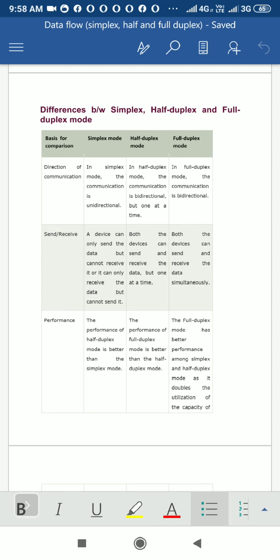So what about send and receive? In simplex mode, a device can only send the data but can't receive it, or vice versa. But in half duplex mode, both the devices can send and receive data, but one at a time. I mean, both can act as sender or both can act as a receiver.